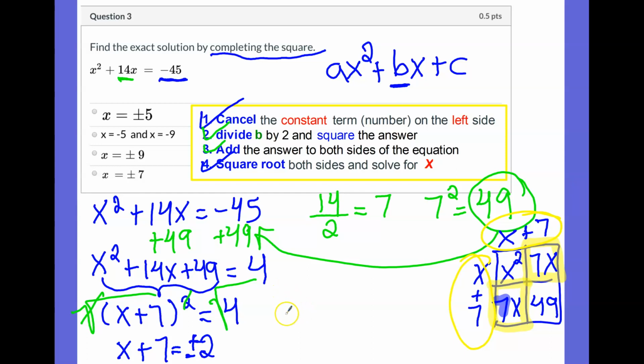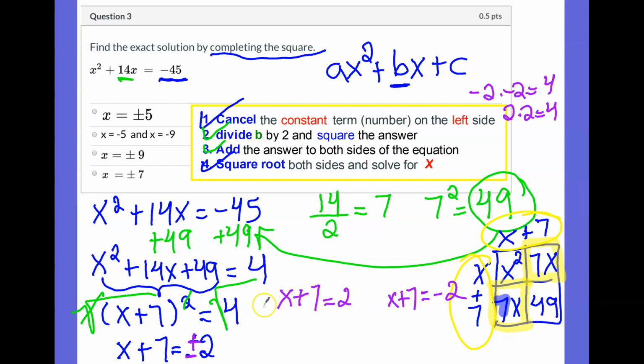So I am going to set up two different equations. One will be x plus 7 equals 2, and the other one will be x plus 7 equals minus 2. That way I will have both solutions that I need. Never forget to put the plus and minus, because you can have negative 2 times negative 2, which is 4, and 2 times 2 is also 4. So it's always plus and minus.